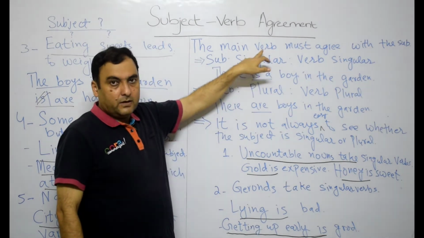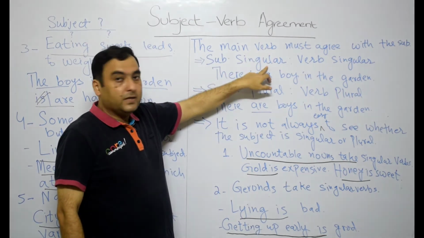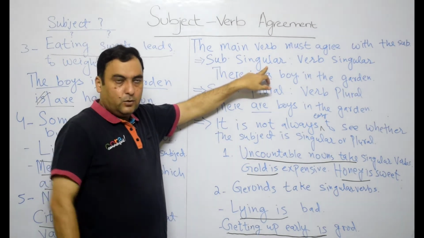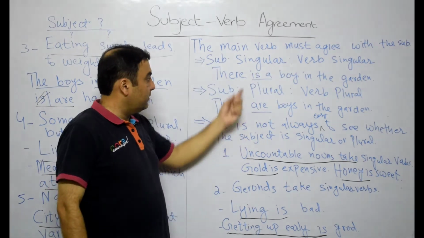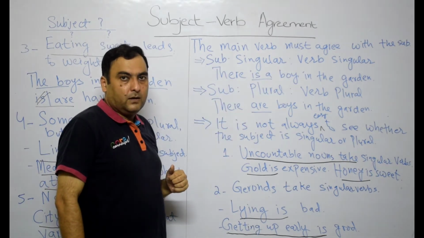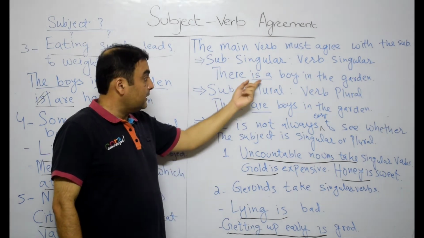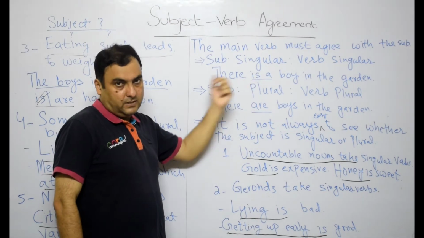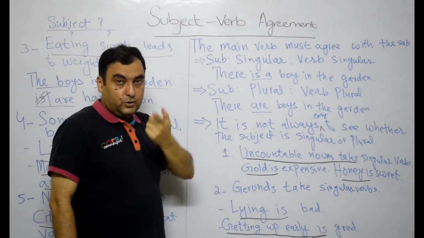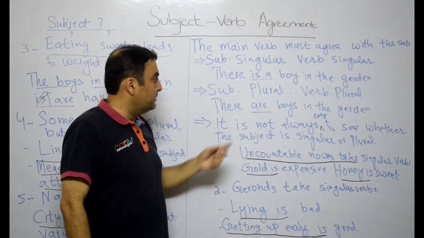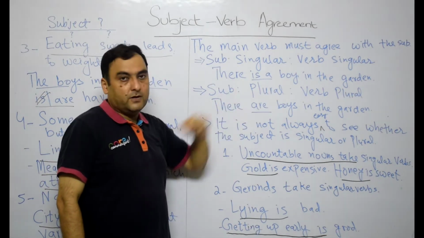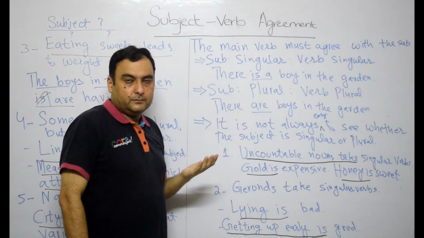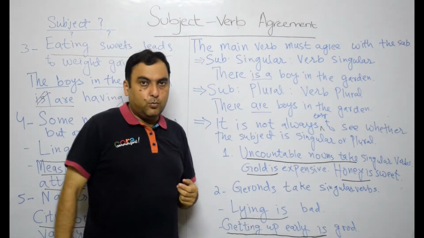So the main verb must agree with the subject. For example, if the subject is a singular noun, the verb must be singular as well. For example, there is a boy in the garden. So we see here a singular subject and the verb is singular. The verb is used according to the singular subject. When the subject is plural, the verb must also be plural. For example, there are boys in the garden. So I'm sure you know these 2 points.